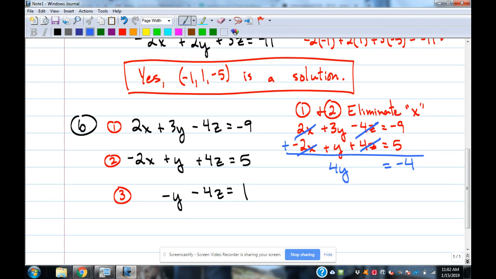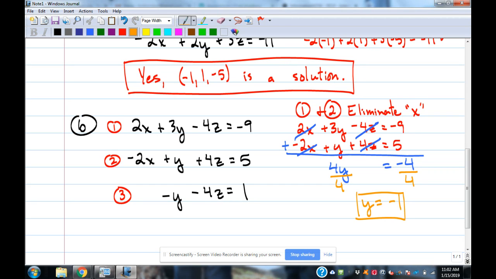But I can simplify this equation and get y by itself, right? By doing what? Divide by 4. Oh, if I do that, I get y is equal to -1. I've already got one of my answers. Does that mean I'll get the other 2? No, it just means I have one of the answers. Okay, I've got to get x and z out of that.